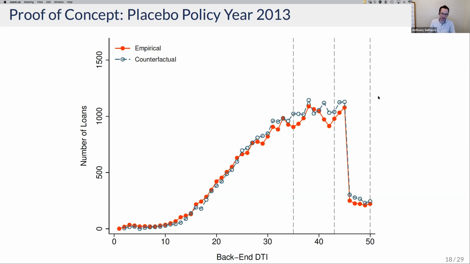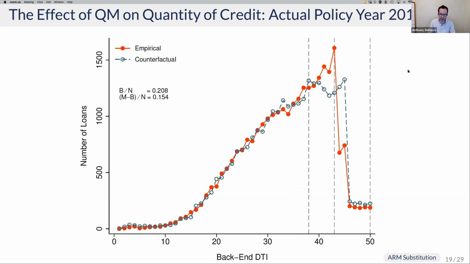And you see this works really well when there's no policy change, suggesting that it should work well for building a counterfactual in years when there is a policy change, specifically in 2014, which is what I'm showing you now on this slide. So what this slide is showing, the orange line is what I showed you before. That's the actual data, what happened in 2014. The blue line is our estimate of what would have happened in the absence of the policy.